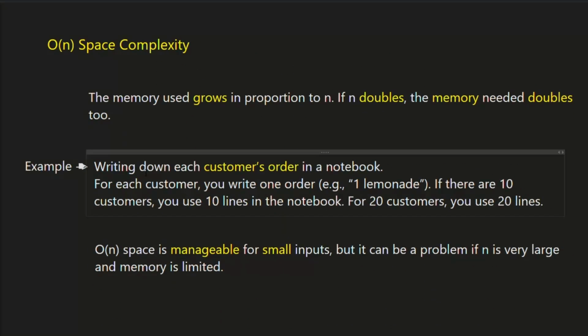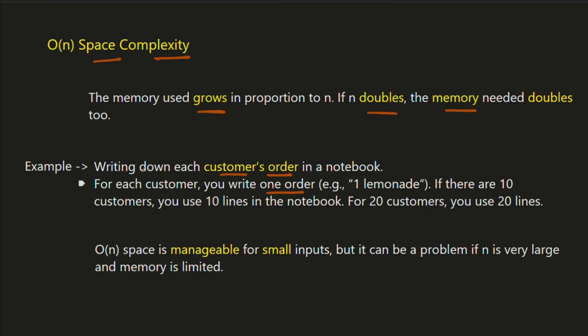O of n space complexity. What it means: the memory used grows in proportion to n. If n doubles, the memory needed doubles too. Example: writing down each customer's order in a notebook. For each customer, you write one order, for example, 1 lemonade. If there are 10 customers, you use 10 lines in the notebook. For 20 customers, you use 20 lines. Lemonade stand analogy: giving each customer their own cup.